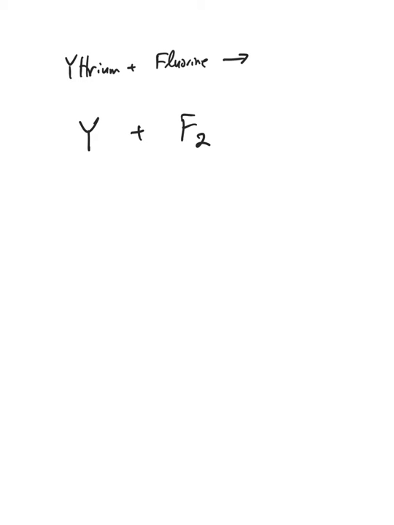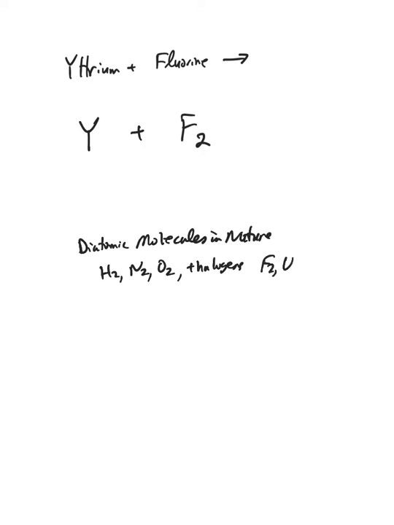Now, one thing to note, if we're doing a chemical reaction between these elements, if we find fluorine in nature, it always comes as a diatomic molecule. It's always F2. So these molecules are diatomic molecules in nature: hydrogen, nitrogen, oxygen, and the halogens: fluorine, chlorine, bromine, and iodine. If you come across these as elements in their pure form, they're always going to be diatomic molecules.